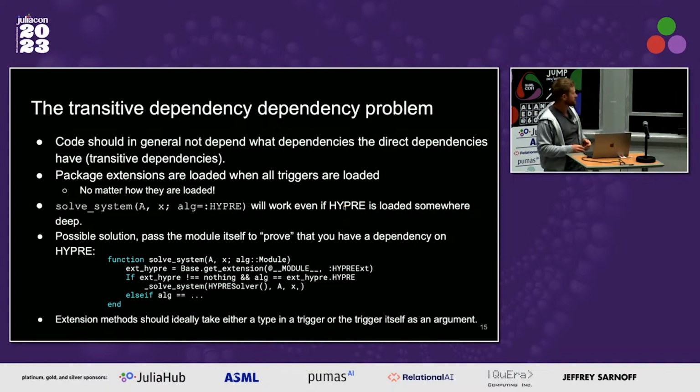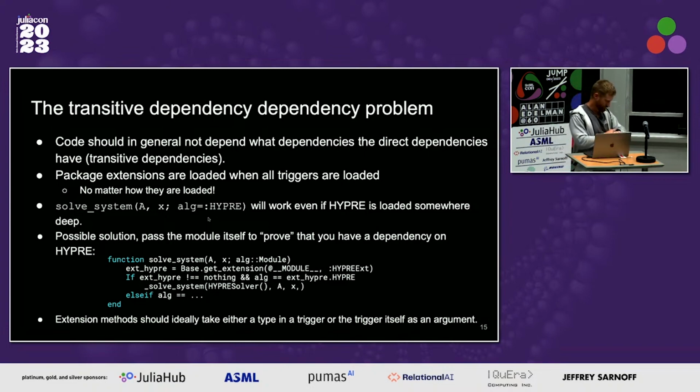And what can happen then is that this package that depends on Hyper stops doing that. Then this code will all of a sudden break. So you are inadvertently depending on what other packages depend on. So a possible solution here is, instead of passing a symbol to the algorithm, you could pass the module itself, like you pass the actual Hyper module. And by doing this, you prove that you have a direct dependency on Hyper, because otherwise you couldn't get access to that module.